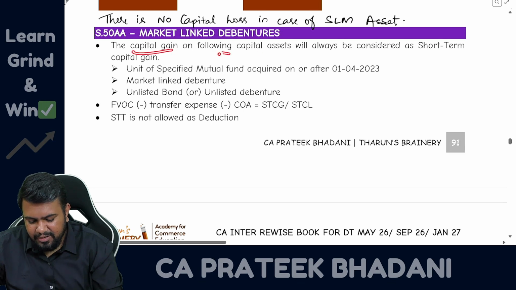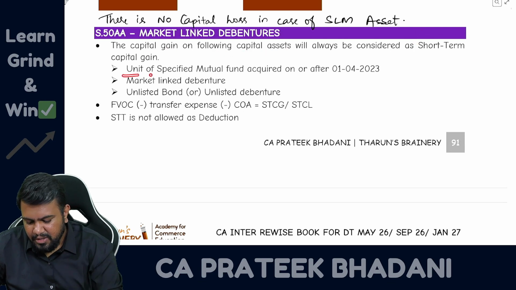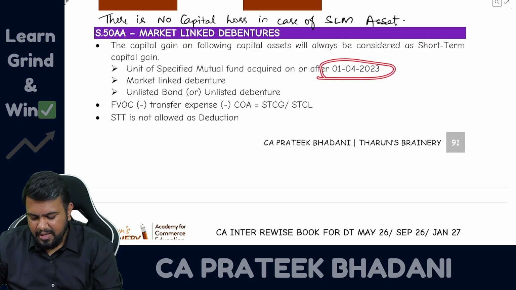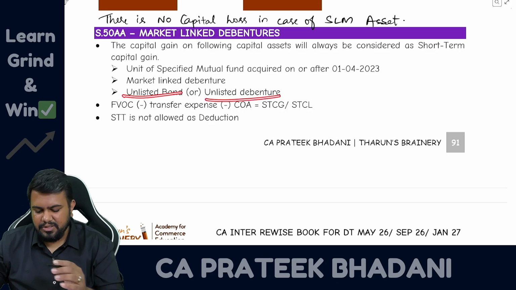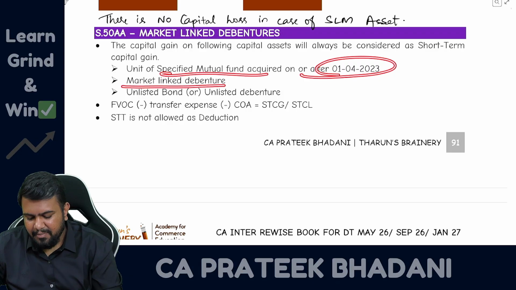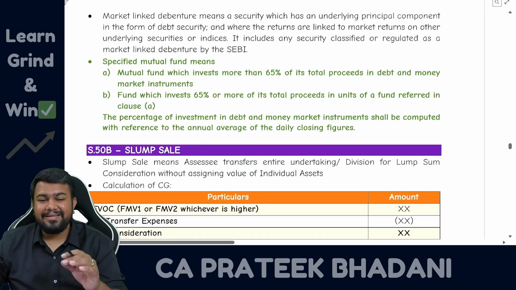The capital gain on the following capital asset will always be considered as short term. So what are they? Unit of specified mutual fund acquired on or after 1/4/2023, market linked debenture, or unlisted bond or unlisted debenture. So what did I say? Specified mutual fund acquired on or after 1/4/2023, market linked debenture, unlisted bond, unlisted debenture. Sir, what is the specified mutual fund? Here there is an amendment also.